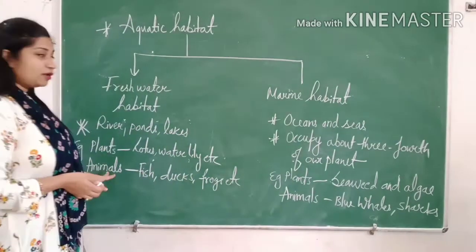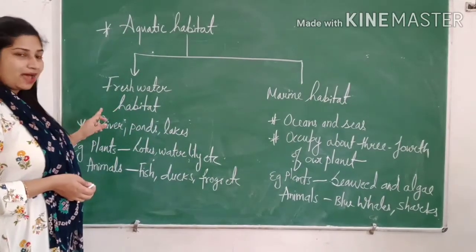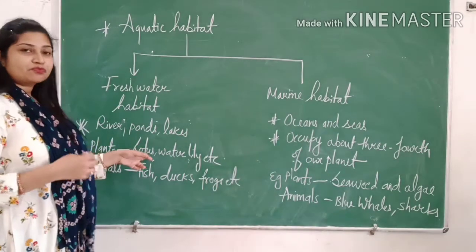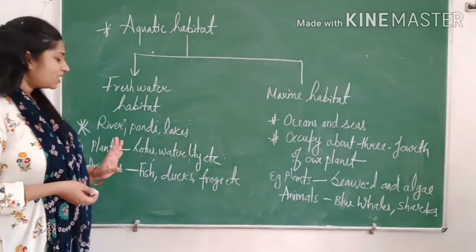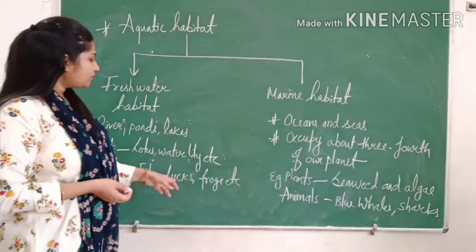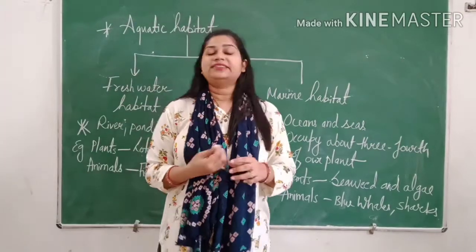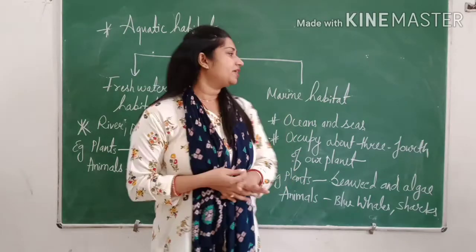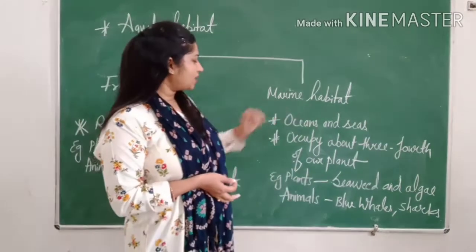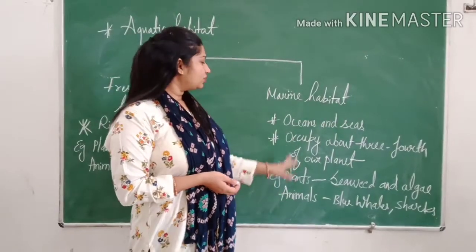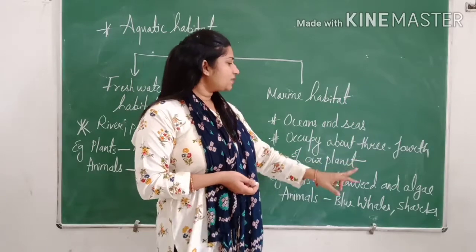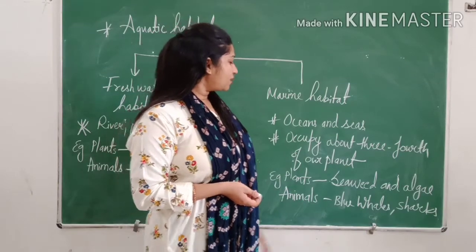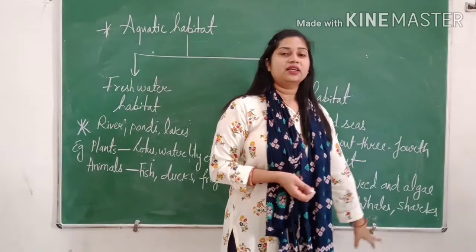Now for plants and animals present in freshwater habitat, some examples: in plants, lotus, water lily, etc. And in animals, fish, ducks, frogs, etc. So these are some of the plants and animals that constitute freshwater habitat. Whereas in marine habitat, the plants which constitute this type of habitat are seaweed and algae, and in animals, we can give the example of blue whales, sharks, etc.